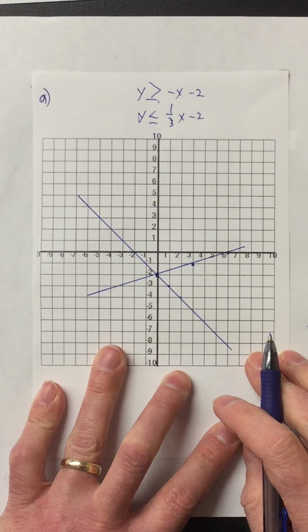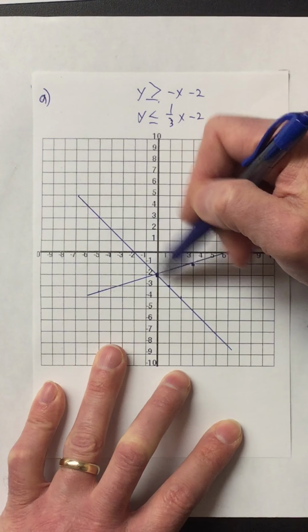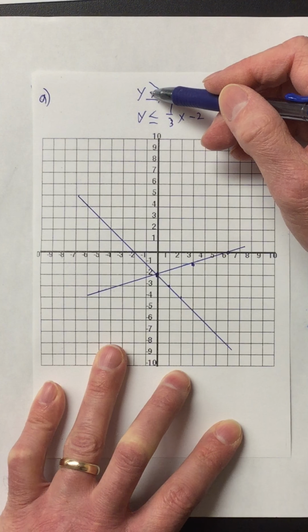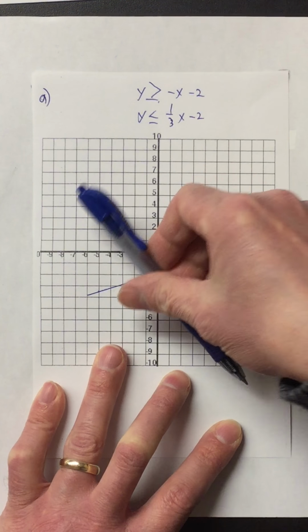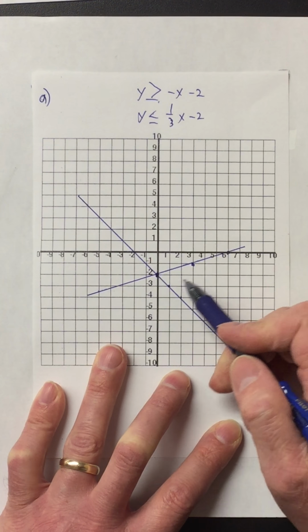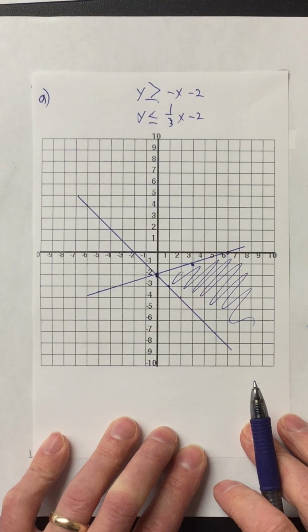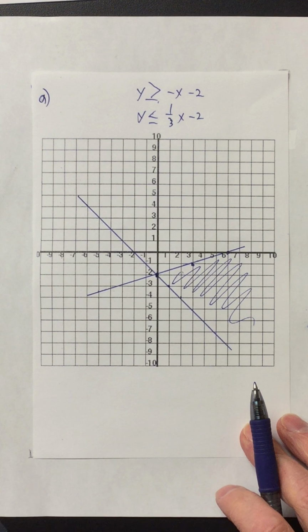All right, and then I got to do some shading. So my first line here, which is this one, says that y is anything greater than, so it's above that one, but it's less than my second line, so below that one, so that leaves me this part here to shade. And that is the answer to practice problem A.